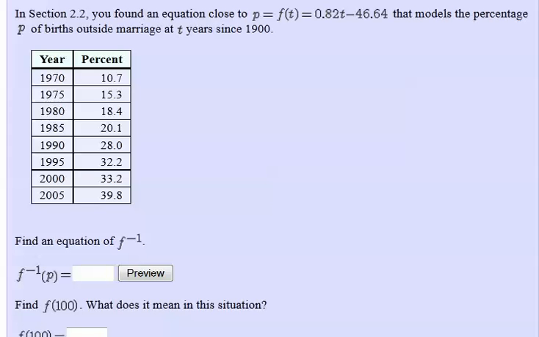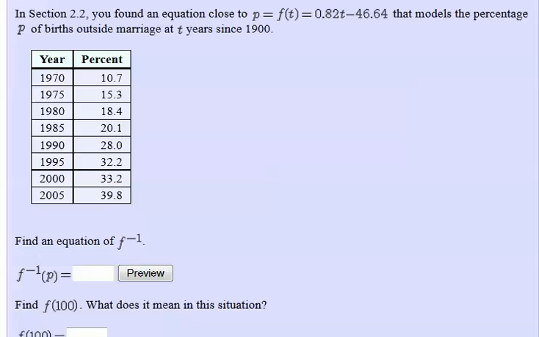In section 2.2, you found an equation close to p equals f of t equals 0.82t minus 46.64 that models the percentage p of births outside of marriage at t years since 1900. We look at the data and we see that every 5 years from 1970 through 2005, the percentage of births outside of marriage has increased from 10.7 to around 40%.